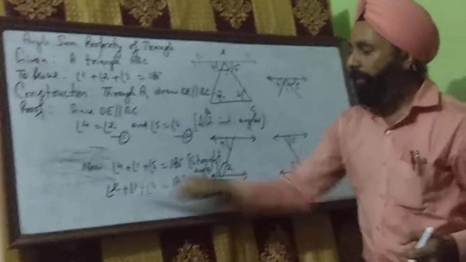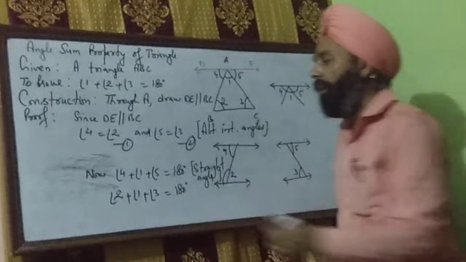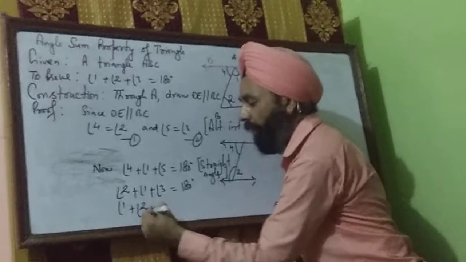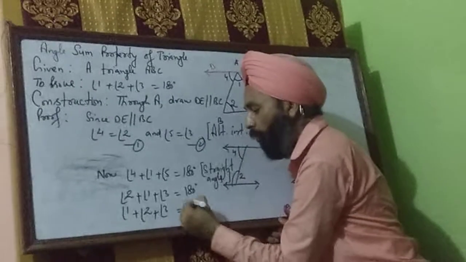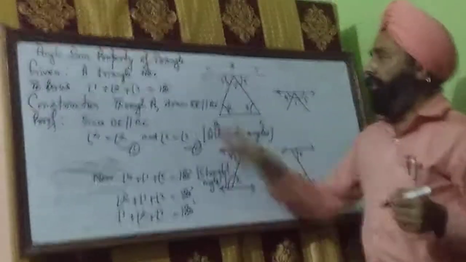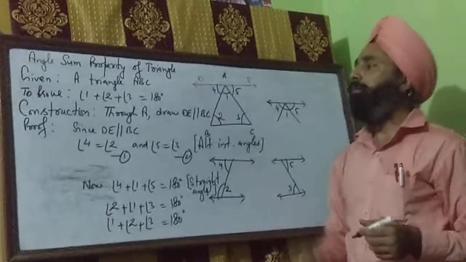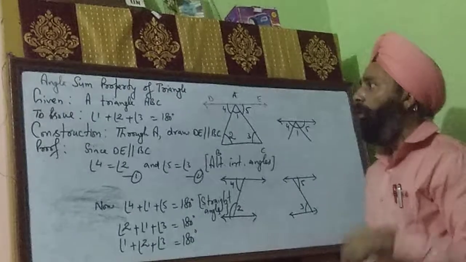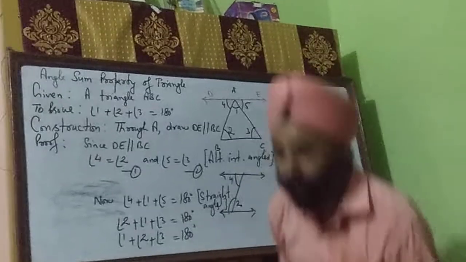We can also write it as angle 2 plus angle 1 plus angle 3. We can write it as angle 1 plus angle 2 plus angle 3 equals 180 degrees. So this one was the result. Now this one is the angle sum property of the triangle, that the sum of all the three angles of a triangle is 180 degrees. We will prove another result here.